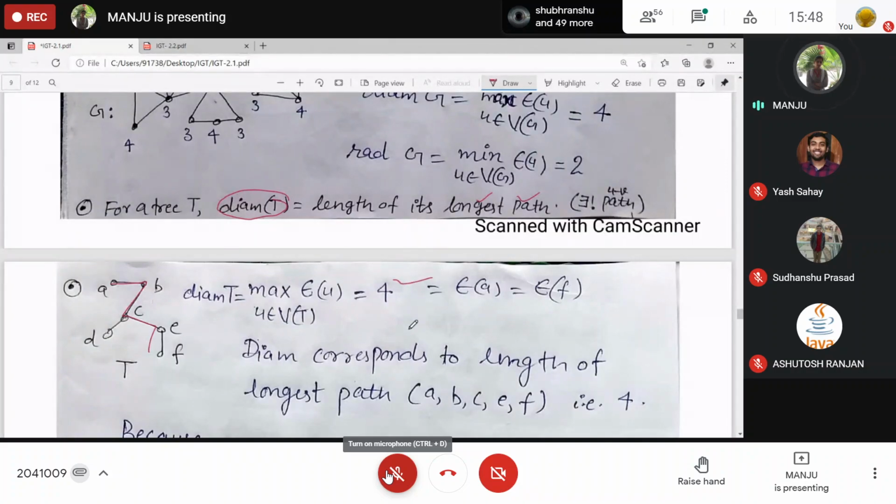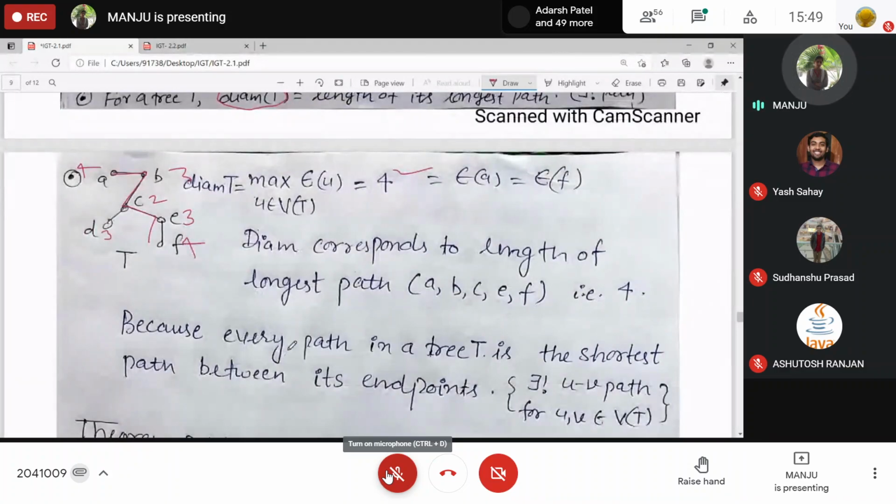Diameter is 4, and this is the eccentricity for this and this. This one, its eccentricity will be 3, for this one 3. For this one again 3. For this one it is 2. Radius will be 2. Clear?